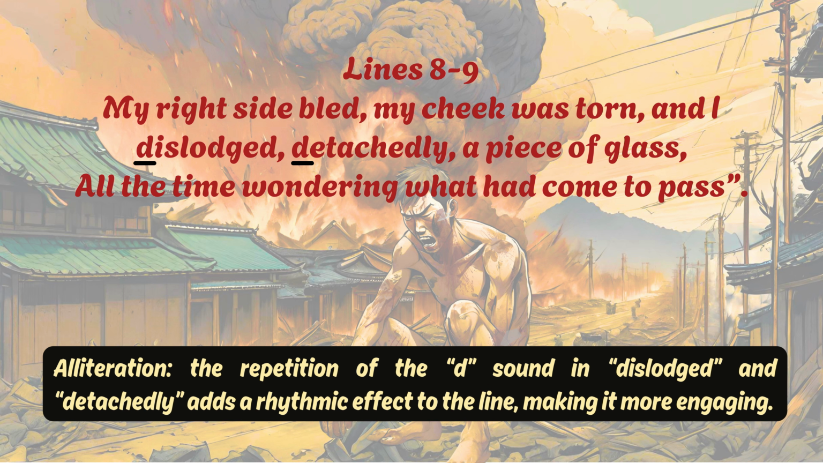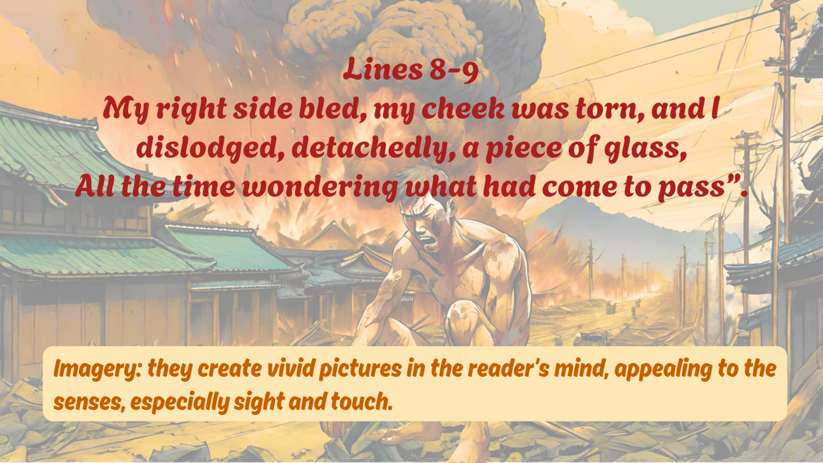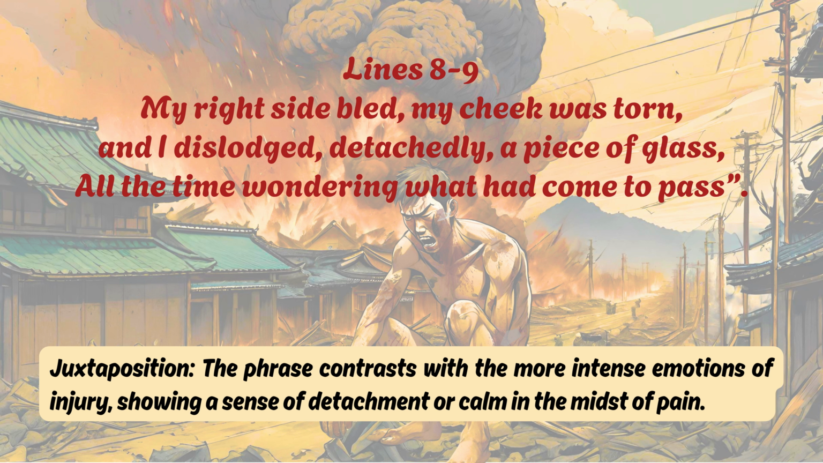therefore making it more engaging. Now, similarly, in this line, the phrases "my right side bled" and "my cheek was torn" are examples of imagery, as they create vivid pictures in the reader's mind, appealing to the senses, especially sight and touch. Next, the phrase "dislodged detachedly" is an example of juxtaposition, because it contrasts with the more intense emotions of injury, therefore showing a sense of detachment or calm in the midst of pain.